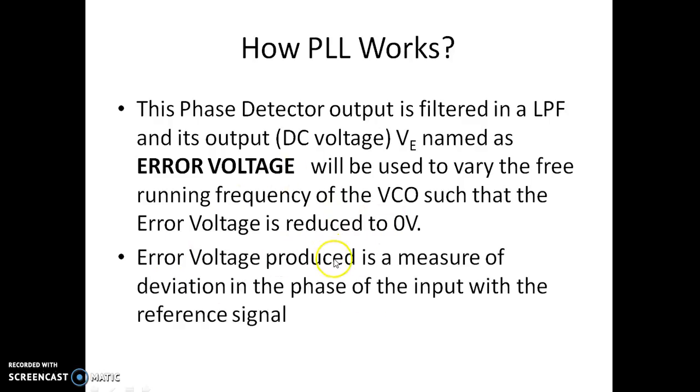Now this error voltage produced is a measure of deviation in the phase of the input with respect to the reference signal. So if the error voltage is more, then the deviation is more. If the error voltage is 0, it means that there is no difference between the input and the reference signal phase as well as the frequency.